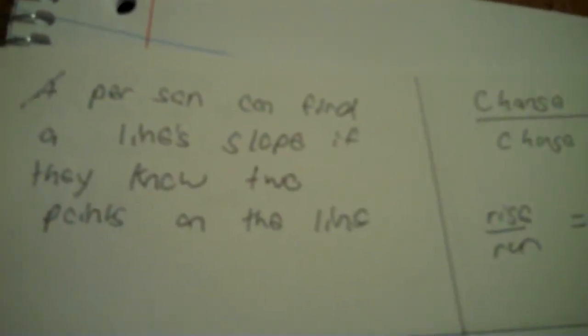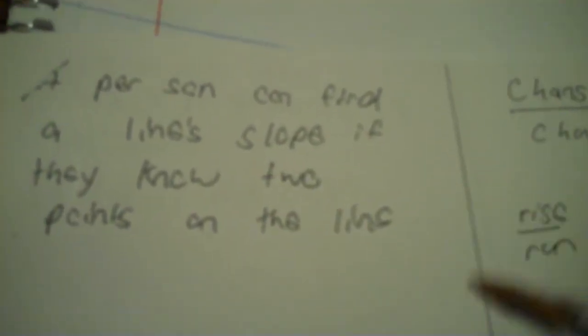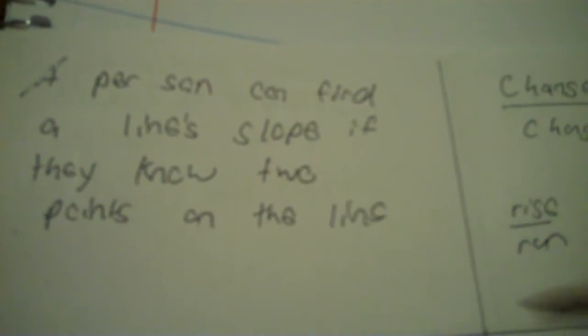Okay, in the last lesson I taught you guys how to find the slope of a line. A person could find a line's slope if they know any 2 points, which we saw in the graph yesterday. That's when we labeled it 1, 2, and then did the rise over run. Now, today we're going to be doing it without the graph. Calculate the slope of the line with the given points (4, 2) and (6, 8).